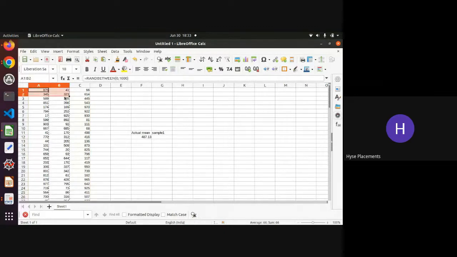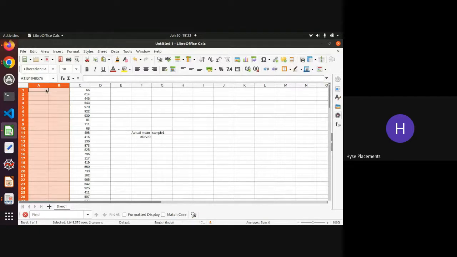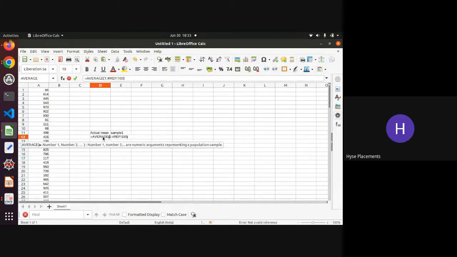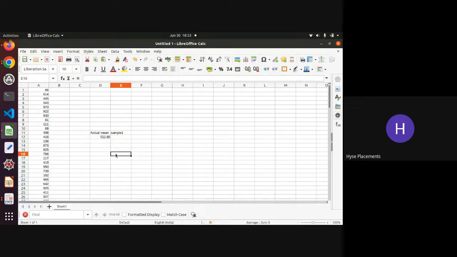I'll remove these 2 columns and delete. Good. Now I'll consider A1 to A100. Remember, the values are changing because of the formula. That's why I've copied the values without the formula. We need static values, because while calculating the samples, if they change, that will not work, since we need the actual values to calculate with.